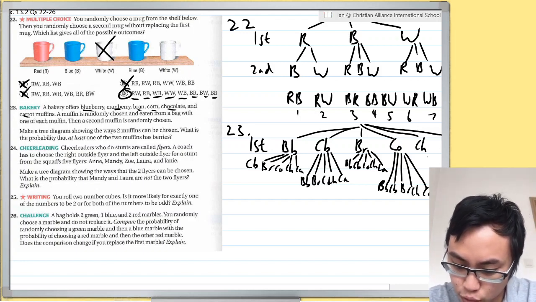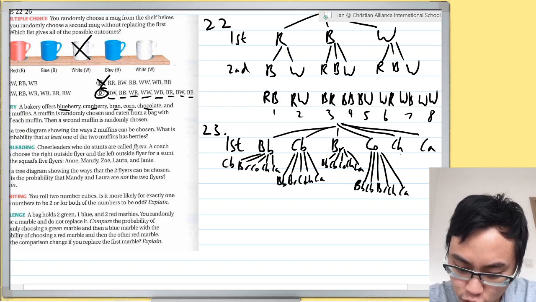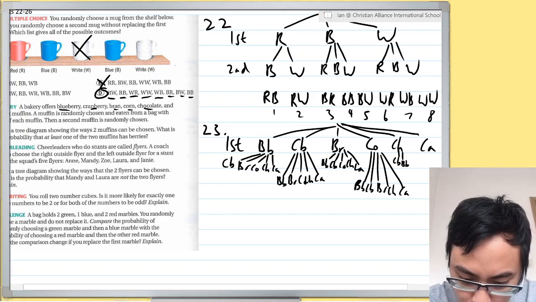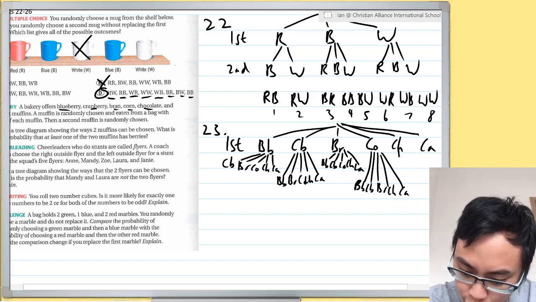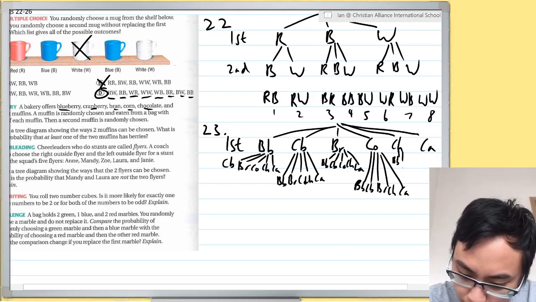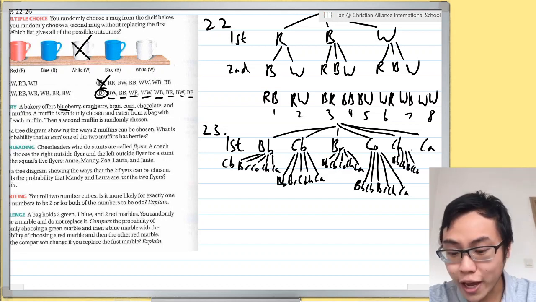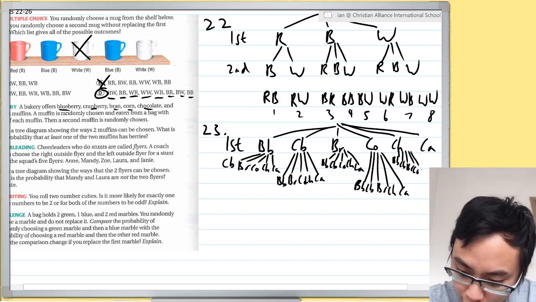And then if we chose CH, which is chocolate, the first time, we can have cranberry, blueberry. Oh, I missed blueberry the first time. So blueberry, then cranberry, bran, corn, we cannot have chocolate anymore, and then we can have carrot.